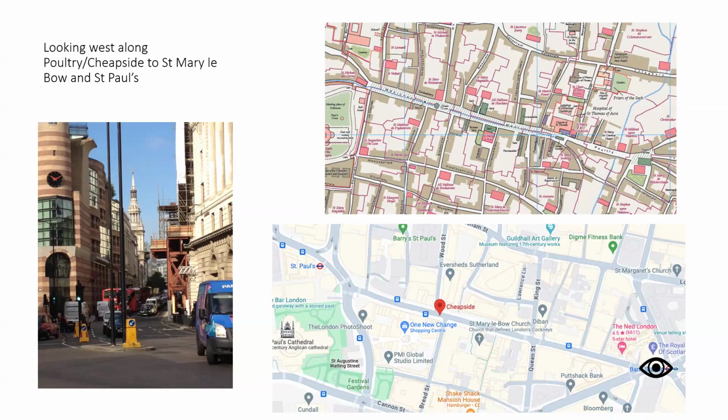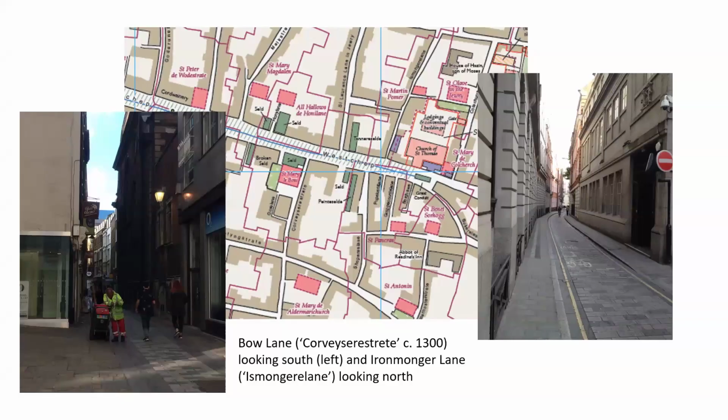Only today's Bow Lane has really changed, being known as Corvaser Street or Cordwainer Street around 1300, though it might also have been called something like Bow Lane at this time.